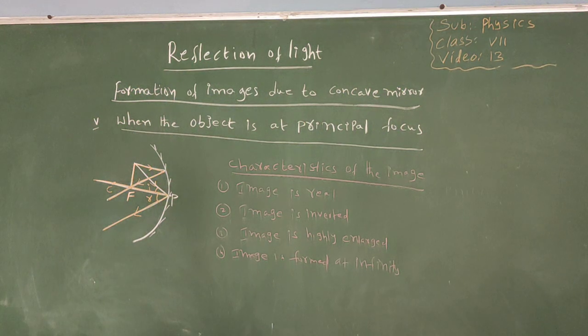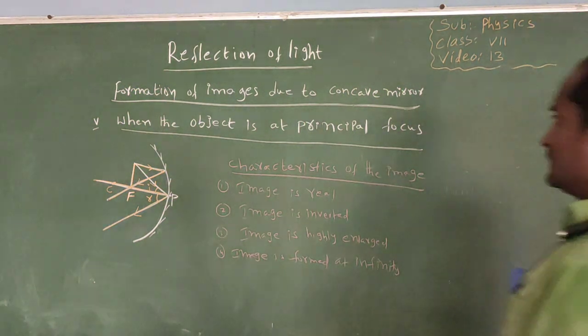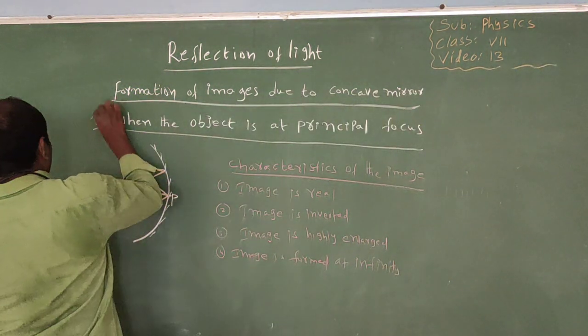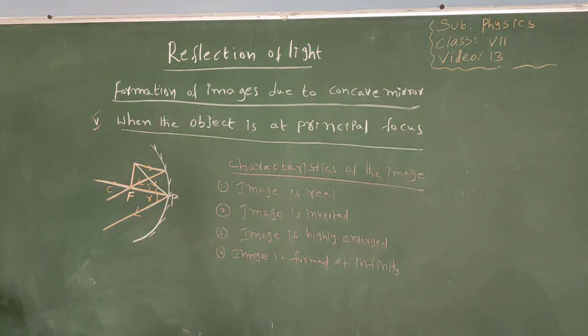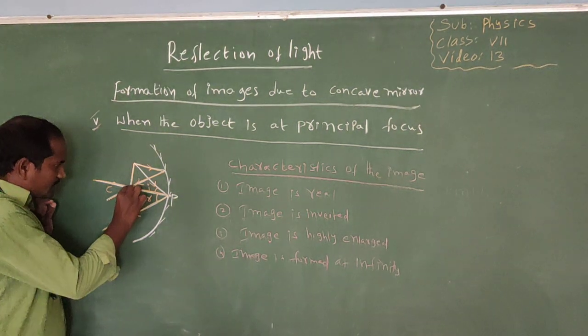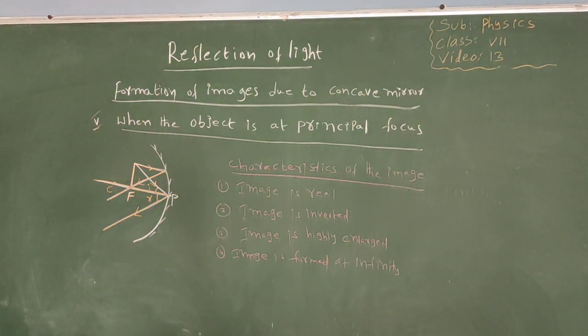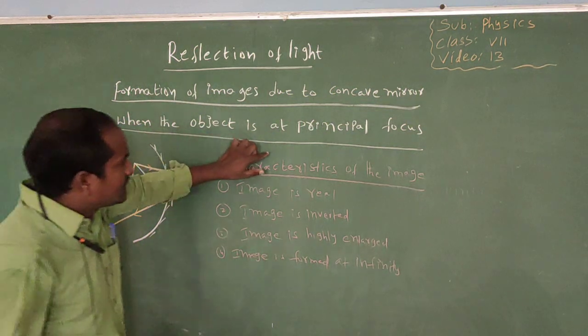Yesterday, four cases were explained. Today, the fifth case. When the object is at the principal focus, the image is formed at infinity.